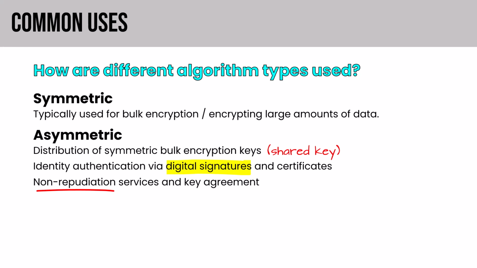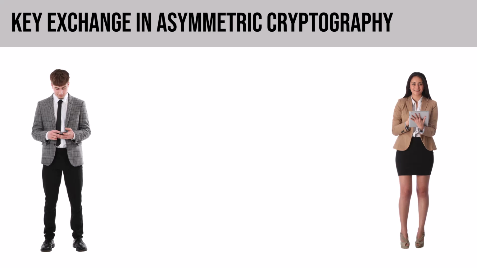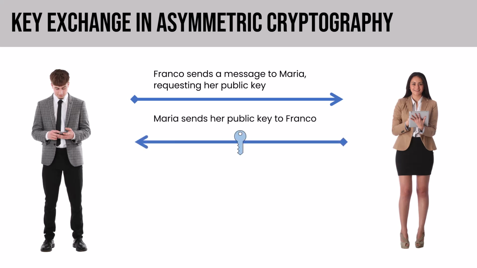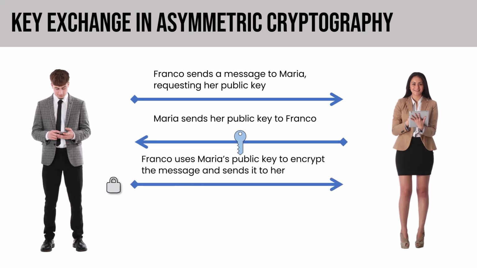So I want to show you how those private and public key pairs are used in an example scenario. So here we have Franco and Maria. So Franco sends a message to Maria requesting her public key. Maria sends her public key to Franco. Franco uses Maria's public key to encrypt the message and he sends it to her. Maria then uses her private key to decrypt the message.